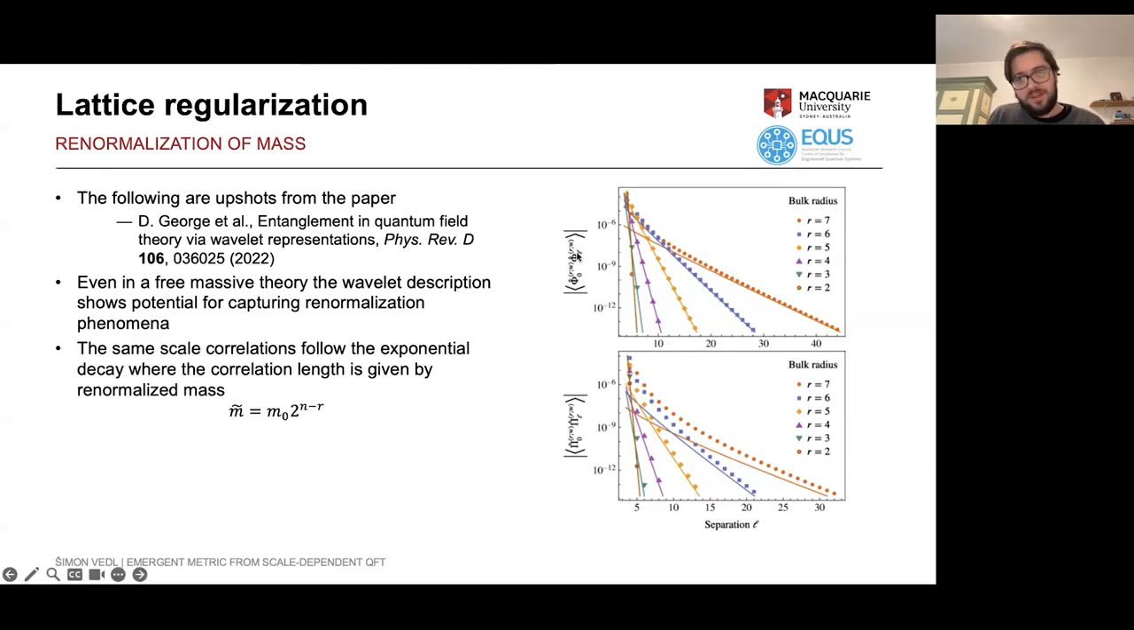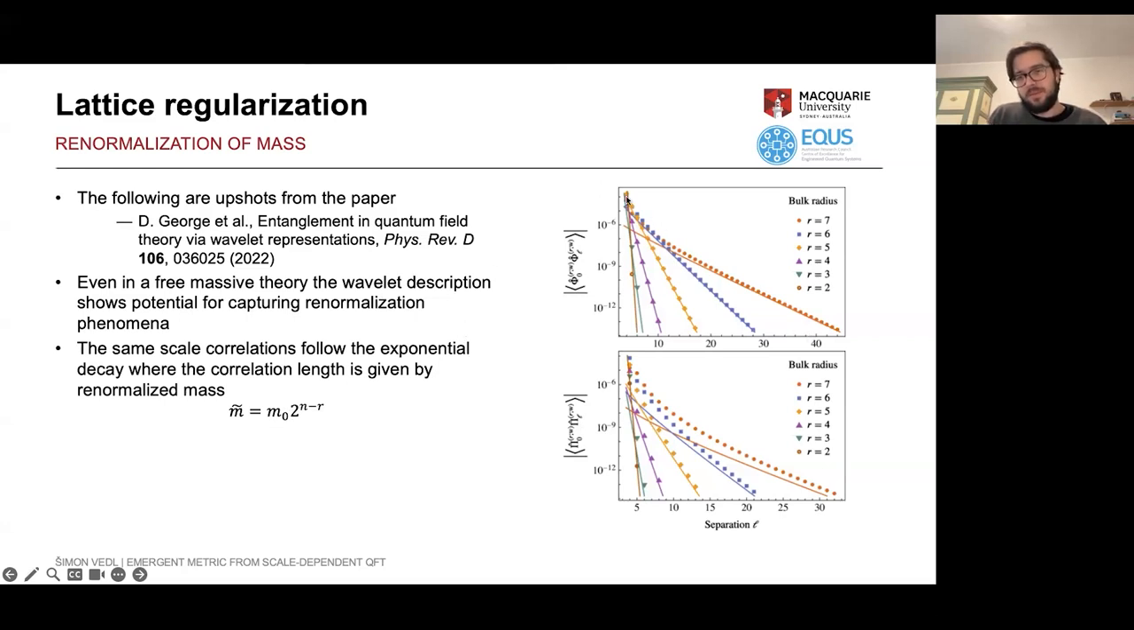So this is kind of an indication. If you have a massive theory, you expect the correlations to fall off exponentially, and that correlation length is related to the mass of the theory. And so here we started with a bosonic theory with a bare mass of M0.